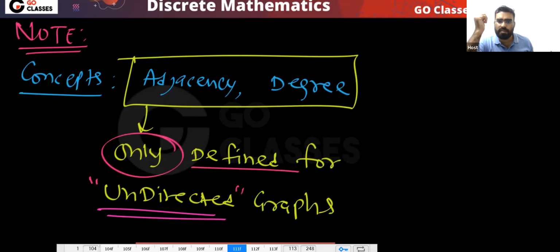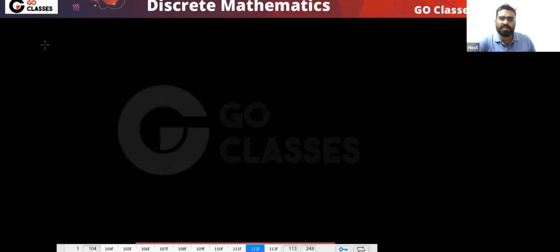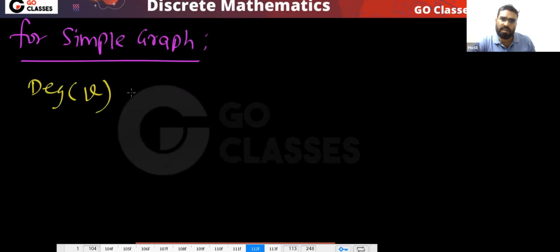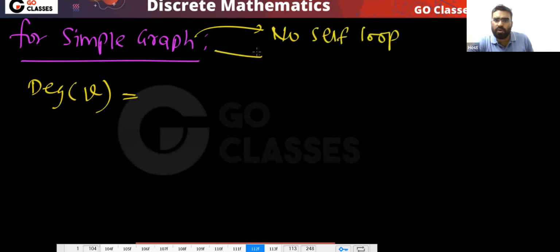Is it clear to everyone? For a simple graph, what is the definition of degree? There are many definitions of degree you can give for a simple graph. What is the degree of a vertex in a simple graph? Because in a simple graph, you don't have any multi-edges. There is no self loop.